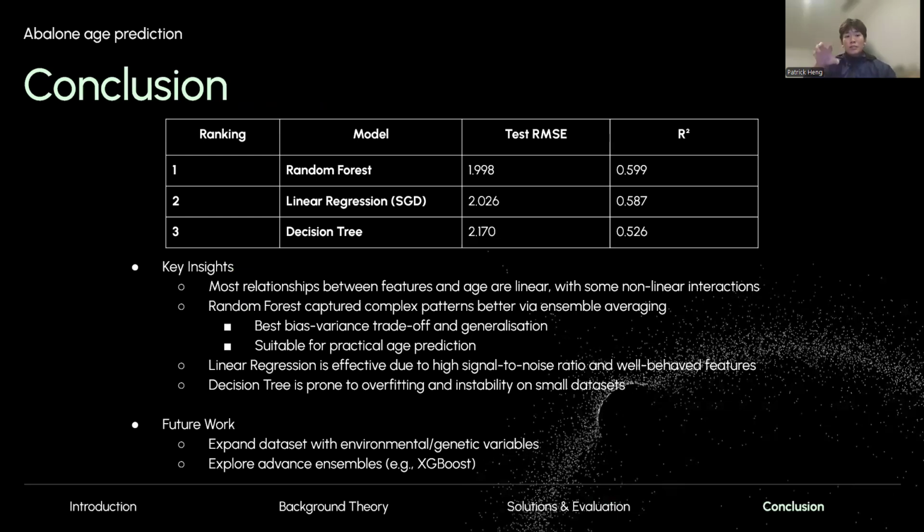So this project explored three machine learning models to predict abalone age. We observed that random forest achieved the best overall performance. While abalone growth patterns are largely linear, non-linear interactions exist that a model like random forest can better capture, making it the best for age prediction. It offers the most balanced trade-off between bias and variance, making it the most suitable model for age prediction. Future work could include expanding the dataset or applying advanced ensemble methods to enhance accuracy.